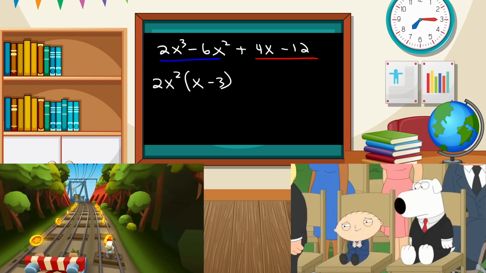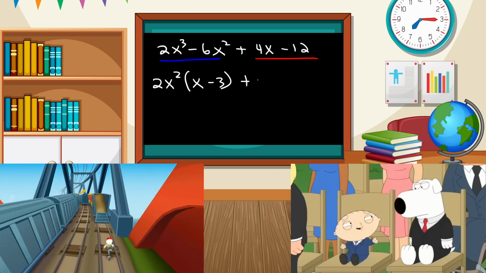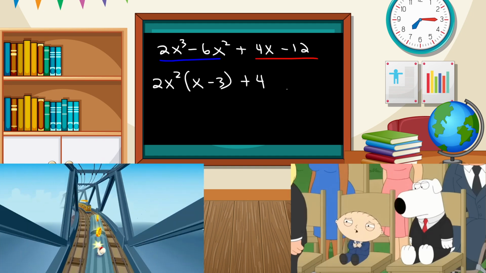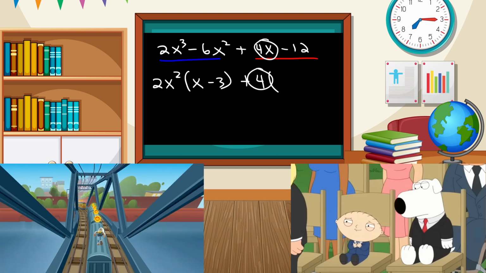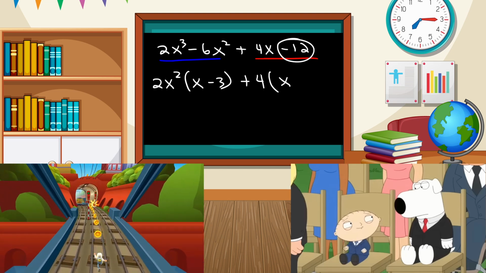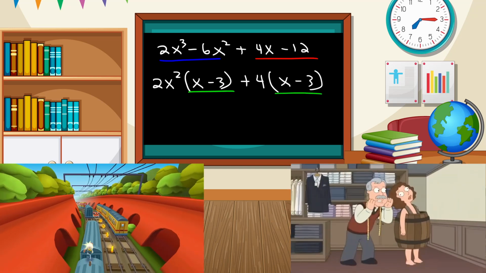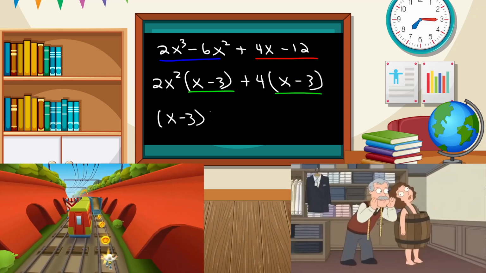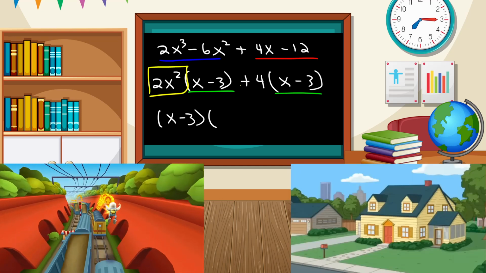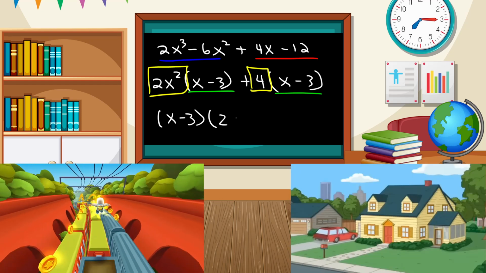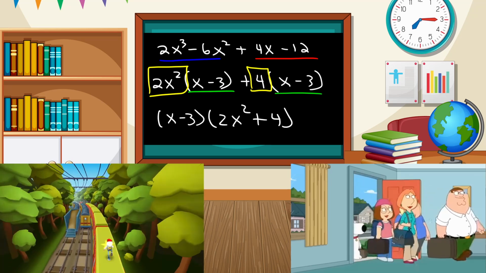Now, let's take out the greatest common factor in the last 2 terms, which is going to be 4. Because 4 can go into itself and 12. 4x divided by 4 is x. Negative 12 divided by 4 is negative 3. So notice that these 2 are the same, which is a step in the right direction. So let's write x minus 3. And whatever you see on the outside here, just put that inside the second parenthesis. So that's going to be 2x squared plus 4. And that's it. This is our answer.